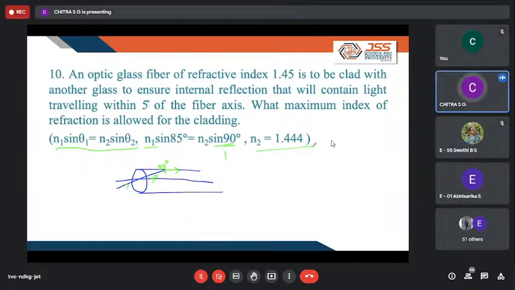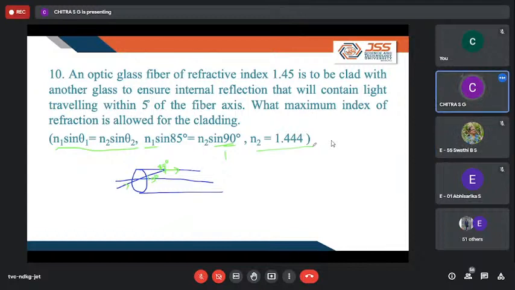1.444. Yeah. So now what should be the refractive index of n2? It should be equal to 1.44, or it should be less than that, or it should be greater than that for a total internal reflection to take place? Less than that. Less than 1.44.